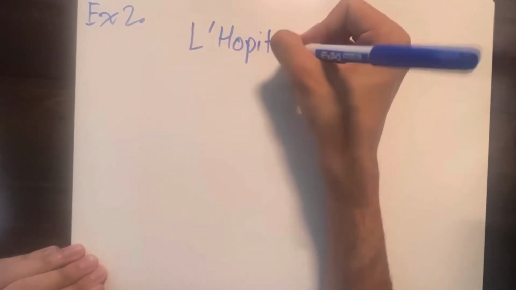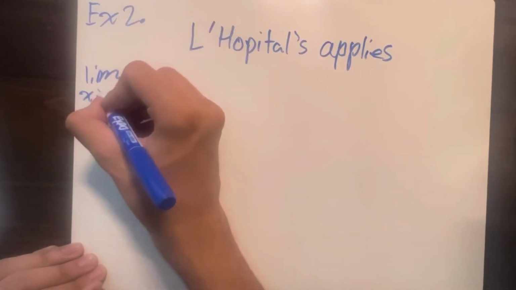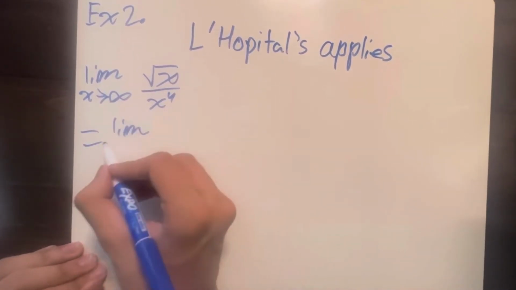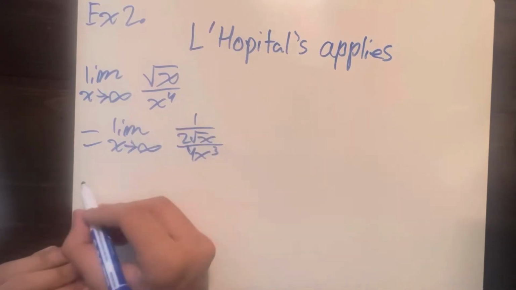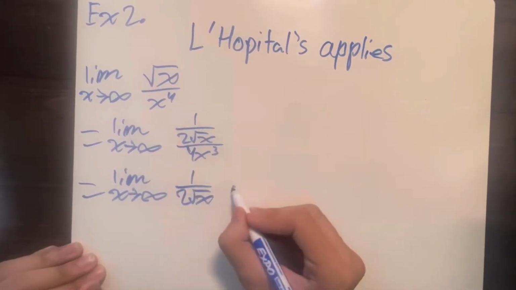Since we got the indeterminate form infinity over infinity, L'Hopital's rule applies. Take the derivative of the numerator, square root of x, and the derivative of the denominator, x to the power of 4, and you should end up with the limit as x approaches infinity of 1 over 8x cubed times square root of x.